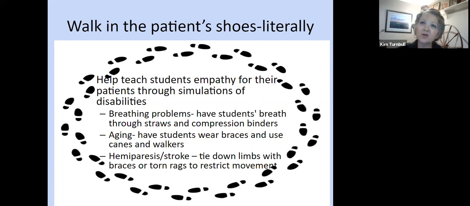Another day might be good, if you have a lot of canes and walkers sitting around, get out the canes and the walkers when you're talking about the ambulatory system, and use the canes and walkers, and maybe have just a little bit of a race going on there. For the hemiparesis or the stroke, tie down your limbs with some old torn rags and restrict the movement and see how that feels.